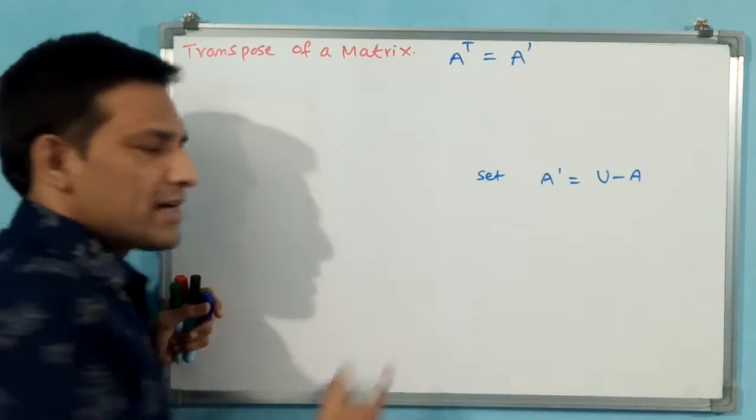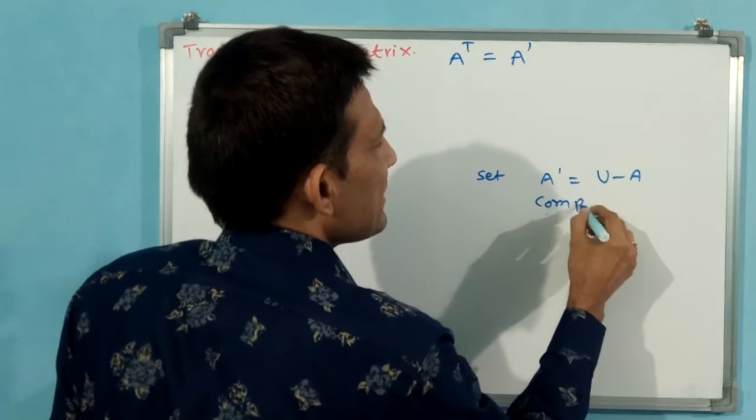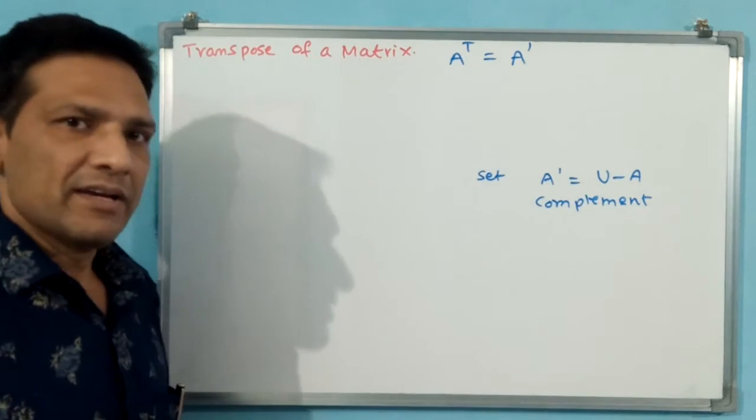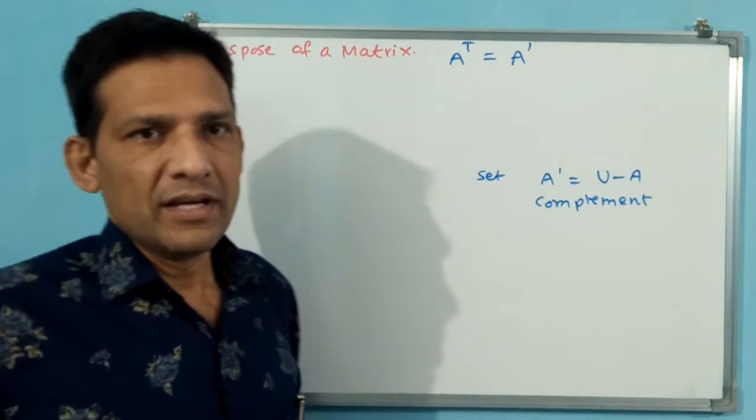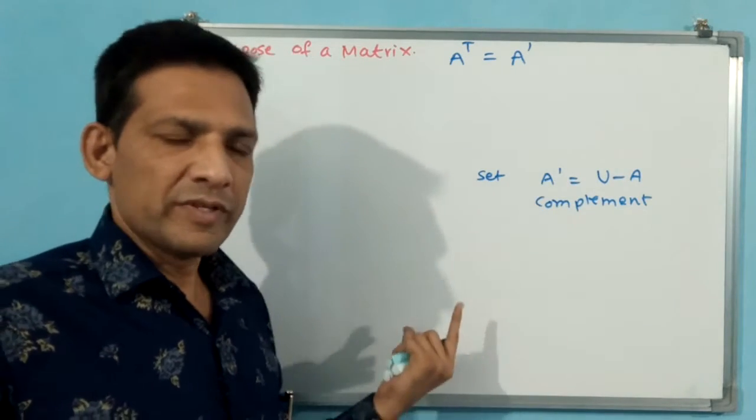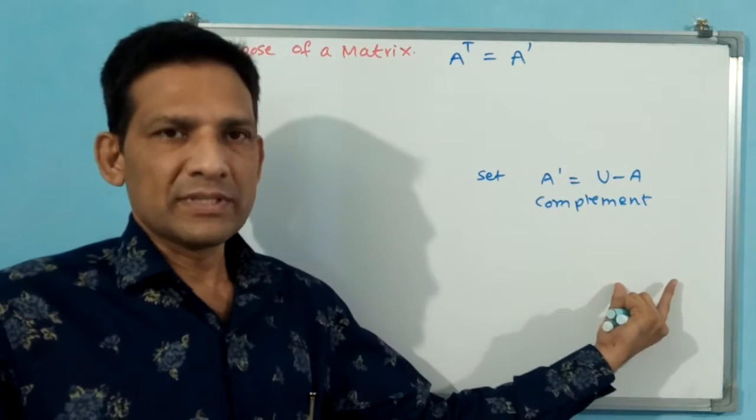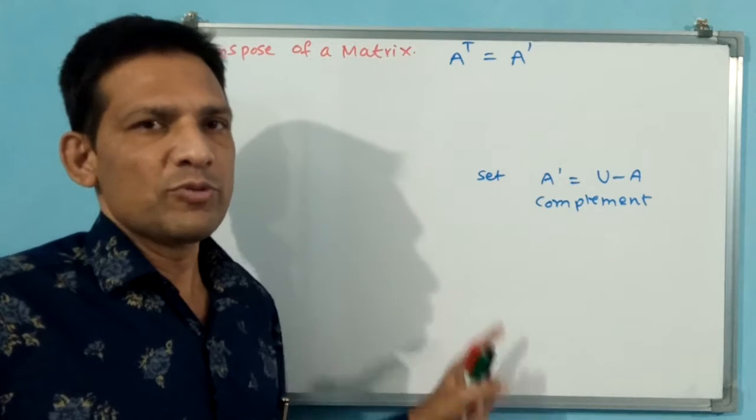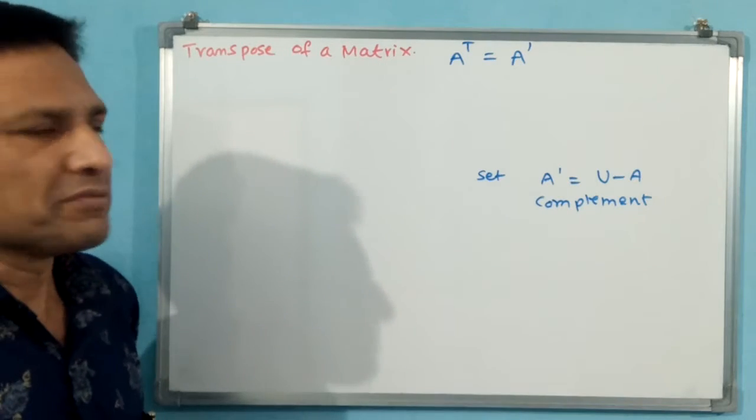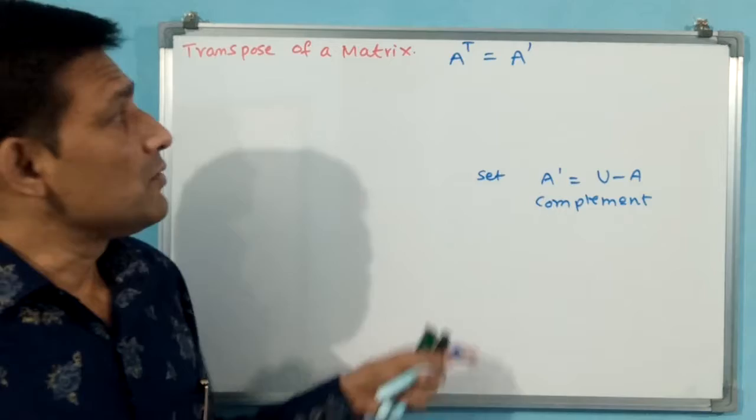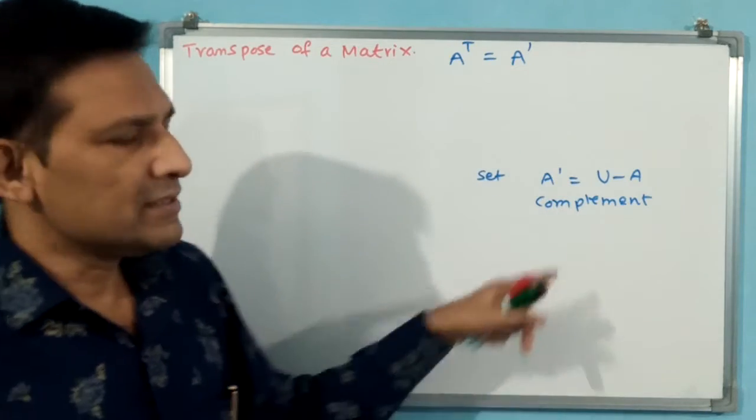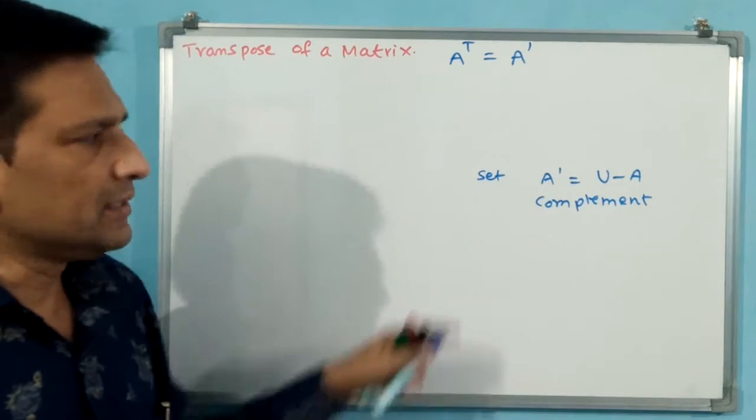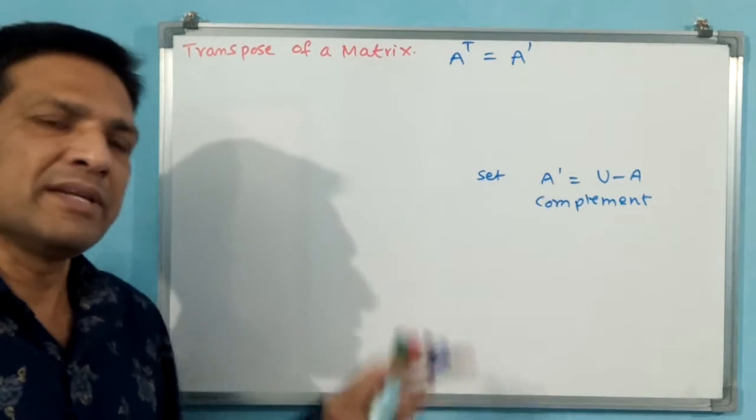What is A dash called there? It is called complement. Complement of A means U minus A, where A is one set and U is the universal set. If you subtract this set from the universal set, that is called the complement of set A. Now here both are different. This is a set, this is a matrix. Both are different, but the symbol is the same.